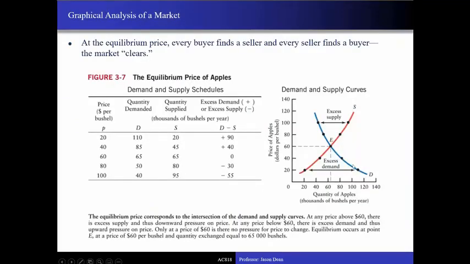Okay, so this diagram here is basically what I just went over. I just put it in so you have an extra example to look at when you're studying. Again, the equilibrium price and quantity is where we would expect the market to go, because any other price would result in a surplus or shortage.